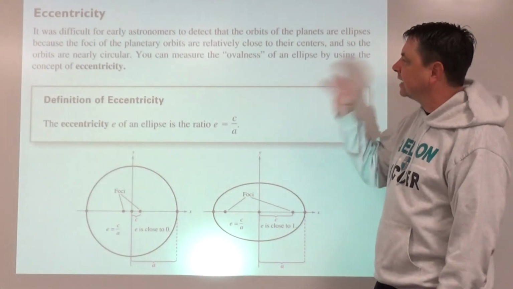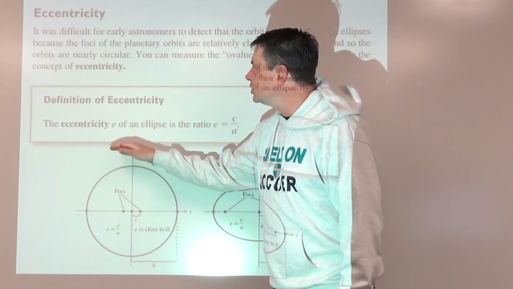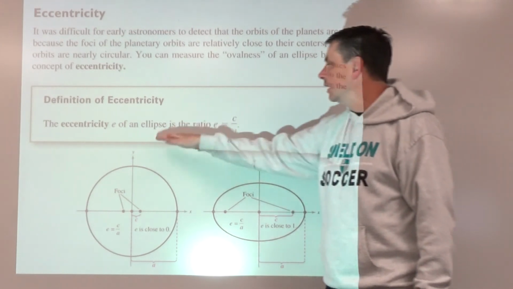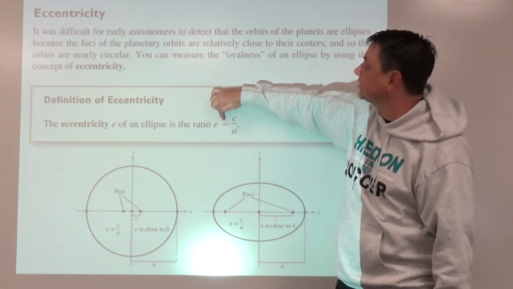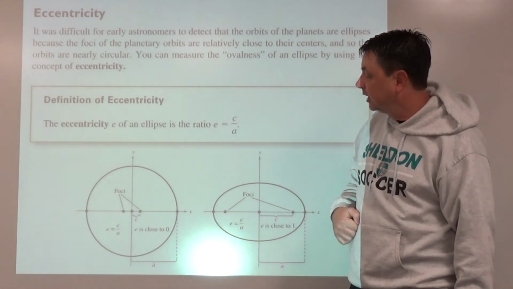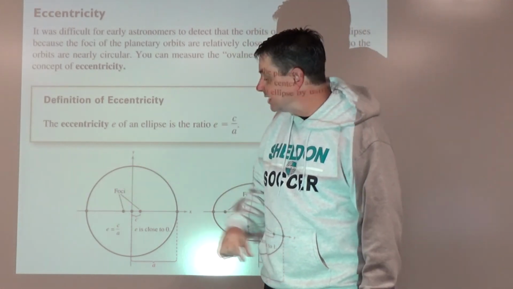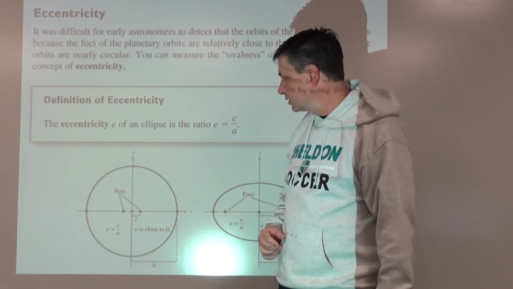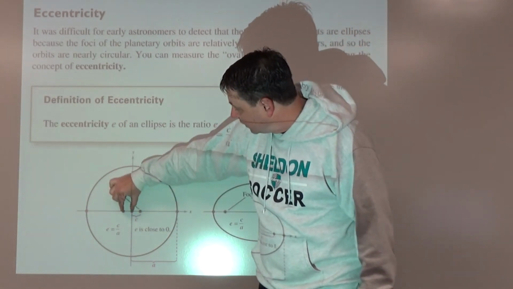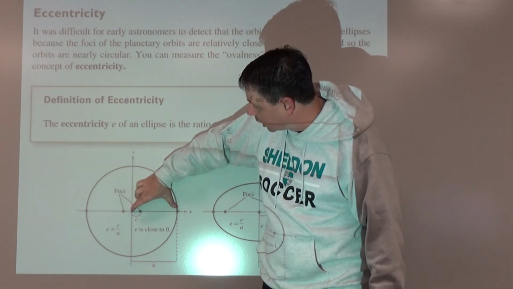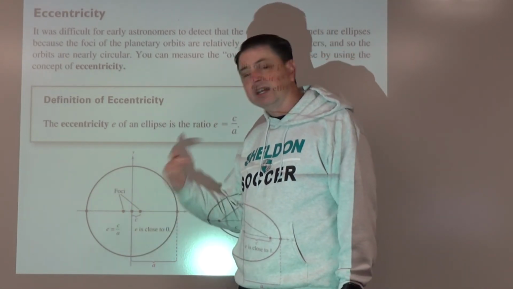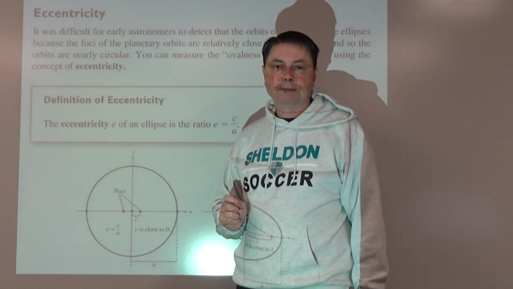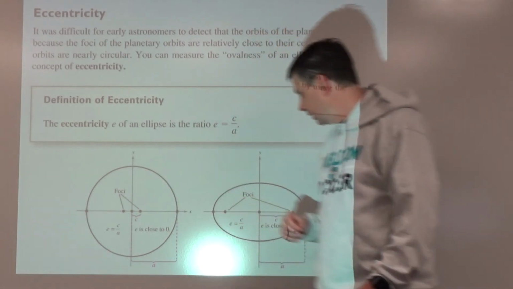Last concept we're going to look at, eccentricity, is just the measure of how round or circular the ellipse is. So the eccentricity is the ratio of c divided by a. So if the foci are very close to the center, you get a very round ellipse, very much like a circle. So we'll have a very small c and a much larger a. So when we divide those, we'll get a small number. It'll be close to 0. So the closer the eccentricity is to 0, the more like a circle it is.